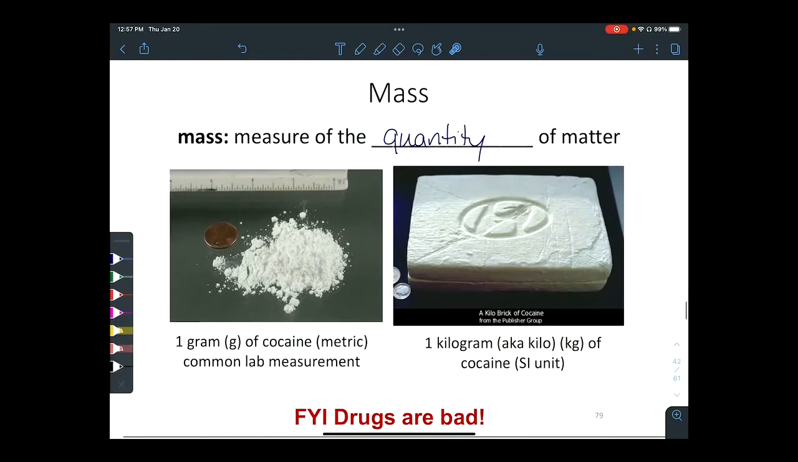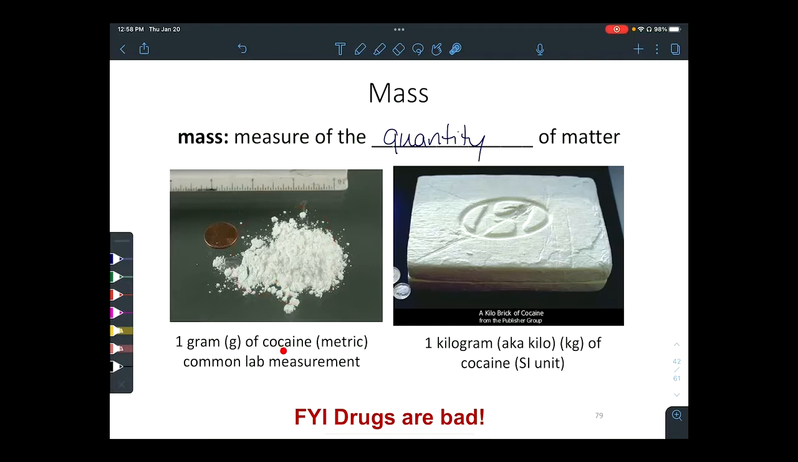So mass is just the measure of quantity of matter that we have. Like I said, a kilogram is the SI unit that scientists compare and reference to, but a kilogram is huge. We never use that much in lab. We're way more likely to use a gram's worth of substances. Unless you're in a chemical manufacturing plant, you will never work with a kilogram of substance at a time. A gram is much easier to work with in lab.